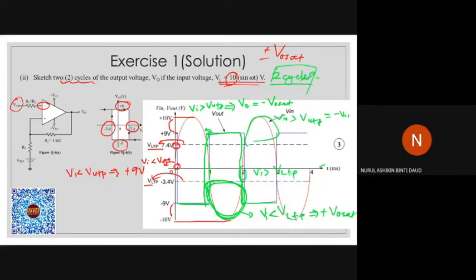Okay, so be careful with this, how to draw the output waveform, yeah. All right. Okay, later on nanti I will betulkan sikit dekat sini bila I masuk dalam e-learning nanti. Okay, so this graph needs to be corrected. Okay, until now, any questions? Betulkan output graph.